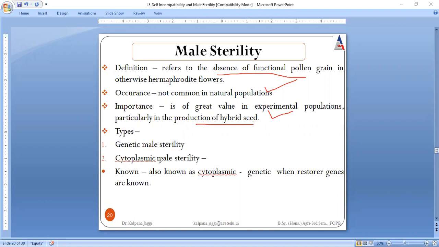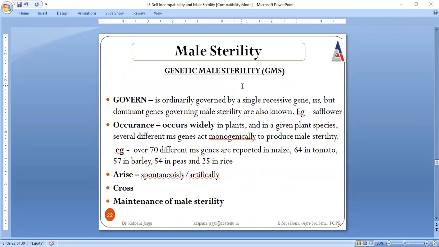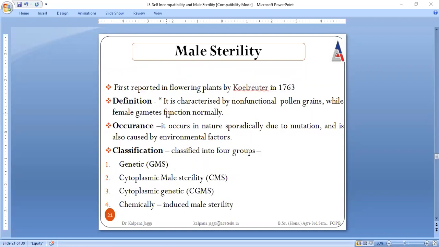It is of two types. The very first is genetic and the other is cytoplasmic. This is also known as cytoplasmic genetic sterility when restorer genes are known. Male sterility was first reported by Kolreuter in 1767, and he said pollen grains are non-functional, as a result of which there is no ability for seed set to take place.